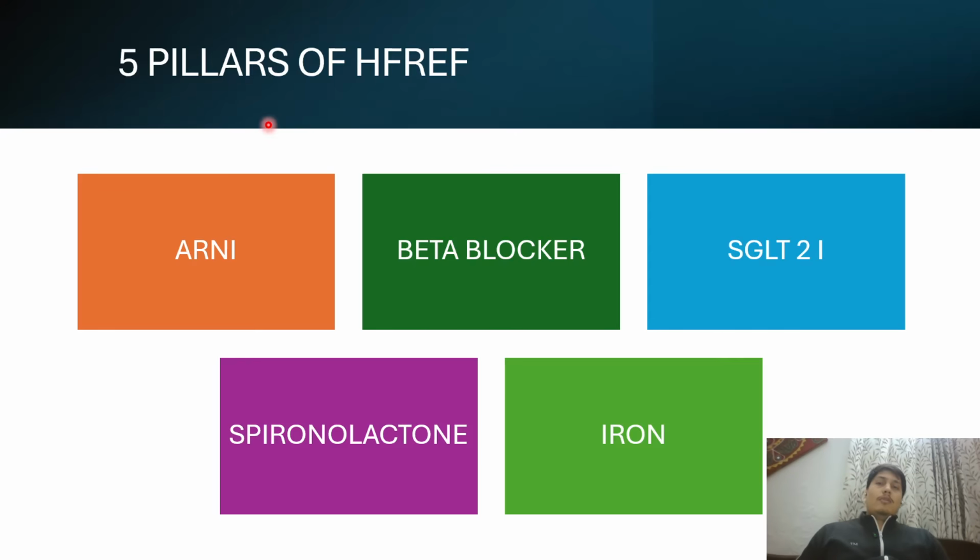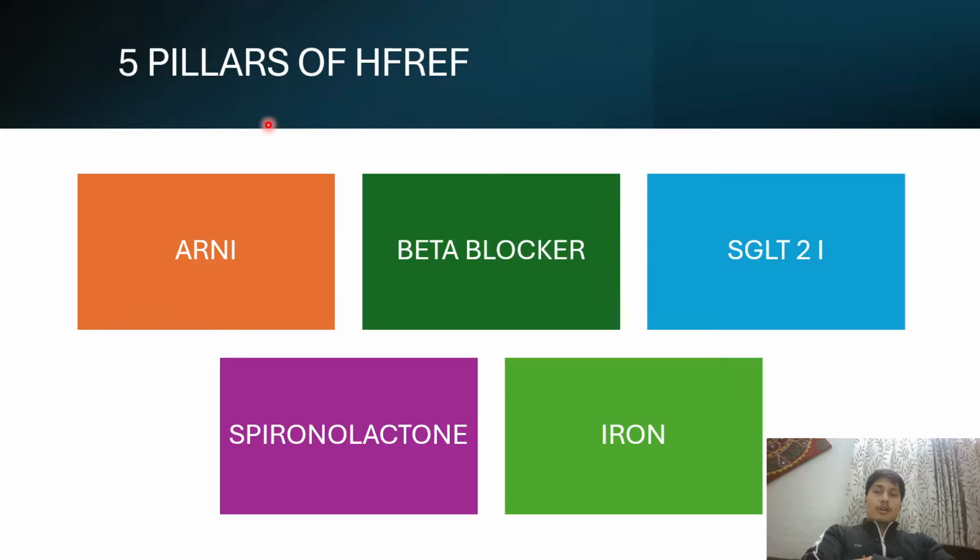Whenever we talk about management of heart failure, we basically have four pillars. The fifth pillar is the extended pillar. The main four pillars are ARNI, beta blocker, SGLT2 inhibitors, and spironolactone. ARNI's example is sacubitril valsartan. For beta blocker, we can give a cardioselective beta 1 blocker. SGLT2 inhibitors such as dapagliflozin.